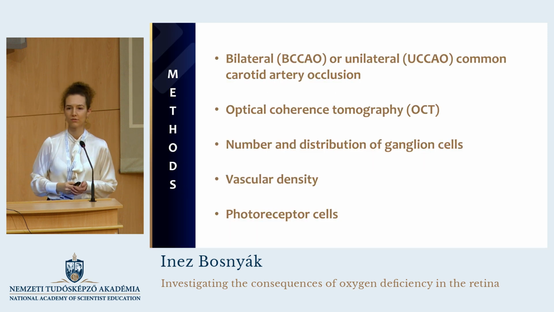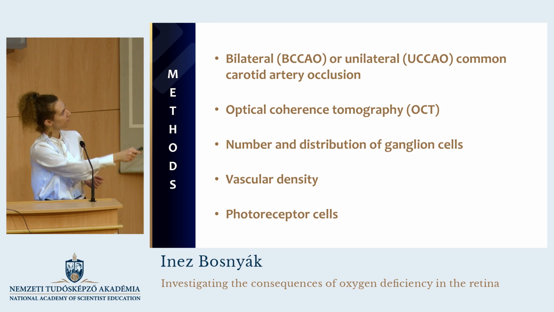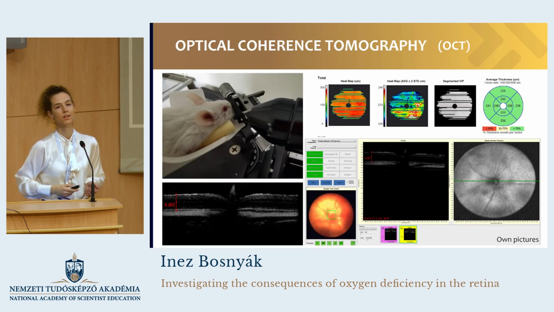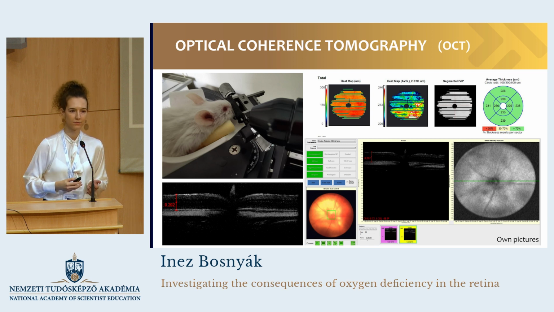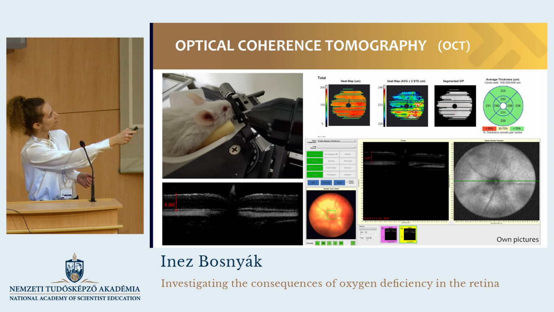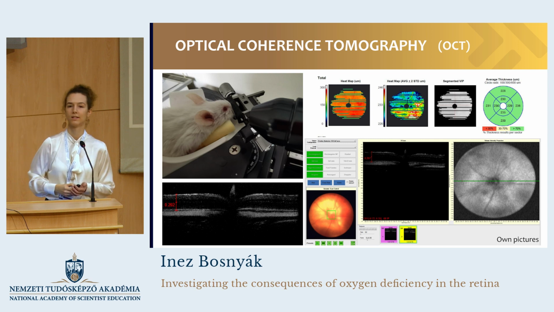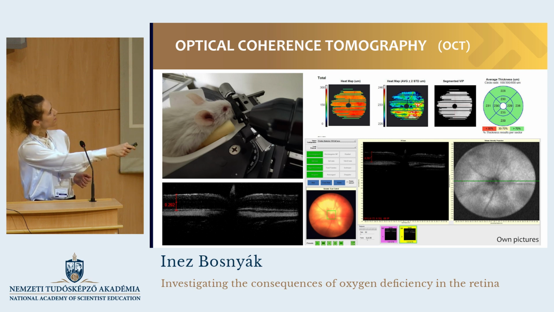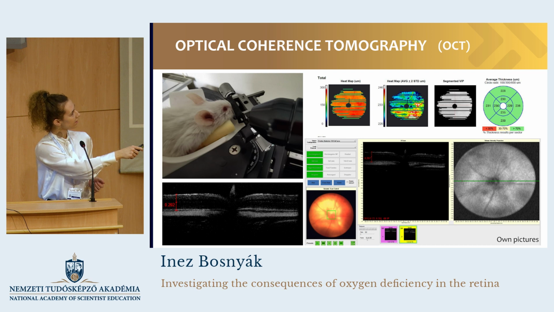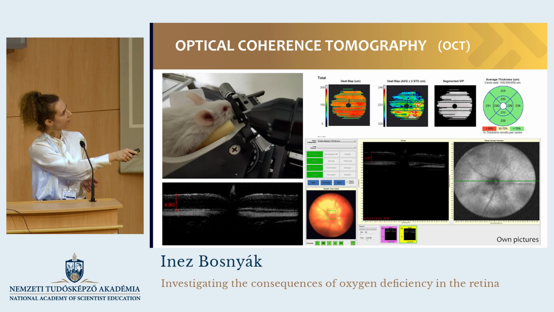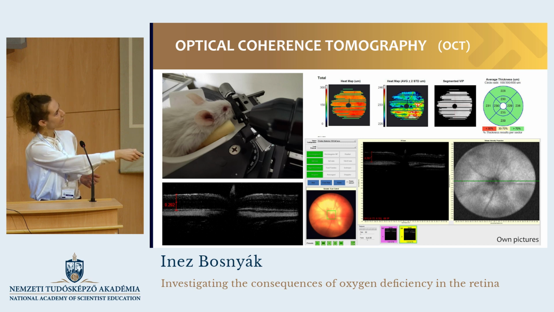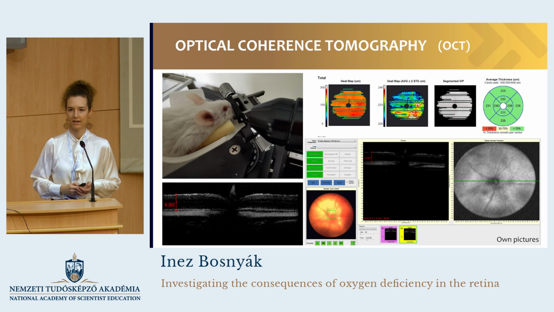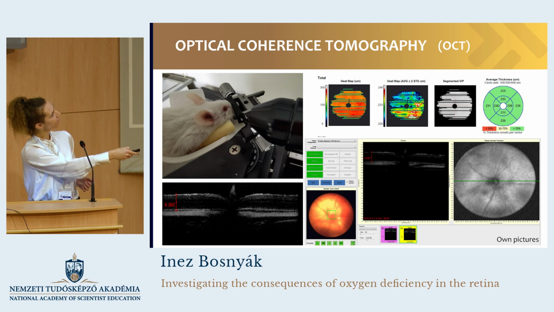And the thickness of retinal layers were investigated by optical coherence tomography. OCT is a painless in vivo method, which is also widely used in the clinical practice. This is a picture about an OCT measurement in our laboratory, and this is a representative picture. In the middle, you can see the optic nerve, and we can identify all retinal layers one by one. And after the measurements, the software analyzed the layers, and we get their thickness in micrometer.